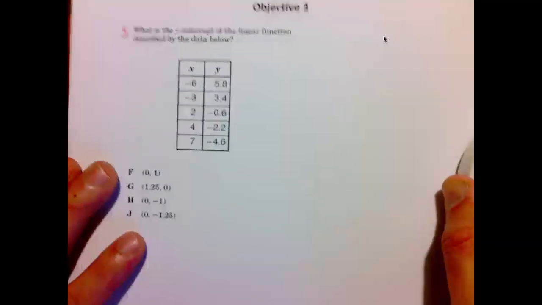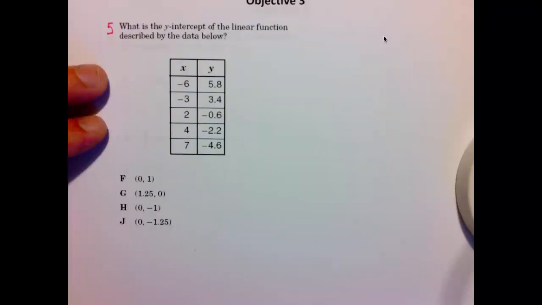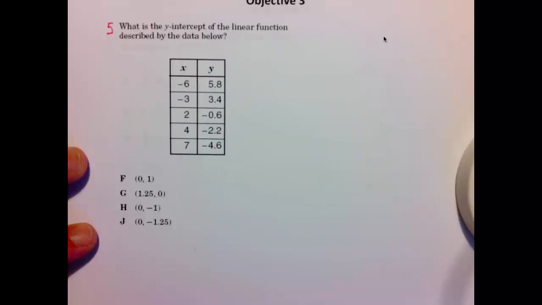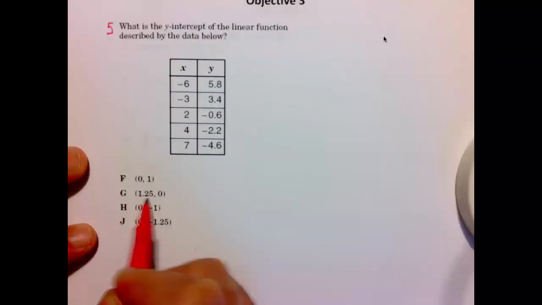Number 5, what is the y-intercept of the linear function graphed below? Well, we should plot a couple of these points and then draw a line through them, and we should be able to see what the y-intercept is. One that we can eliminate in the beginning is G. This is an x-intercept.